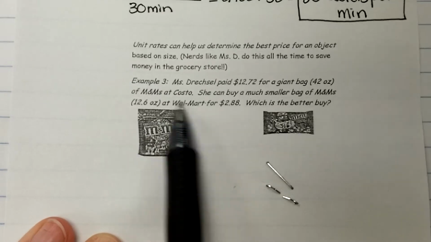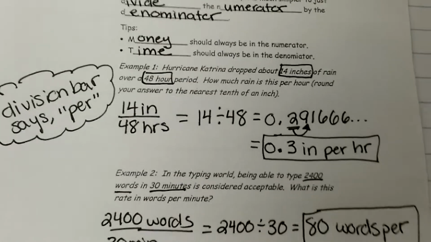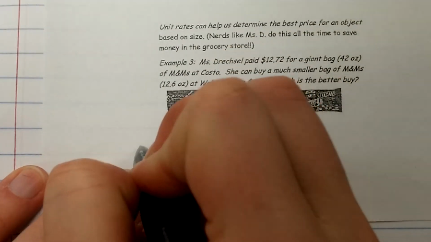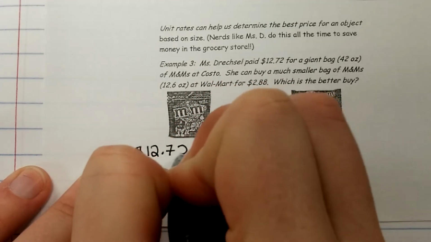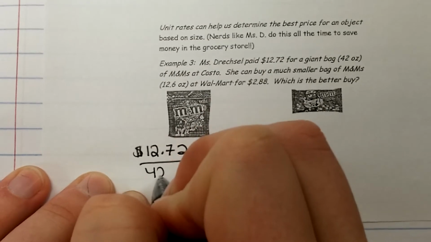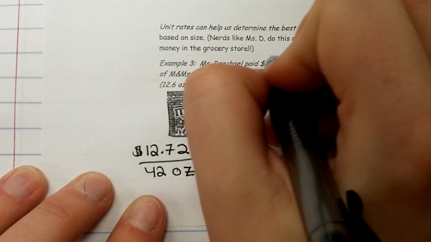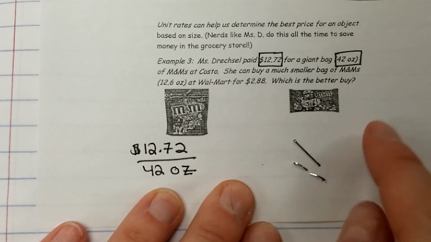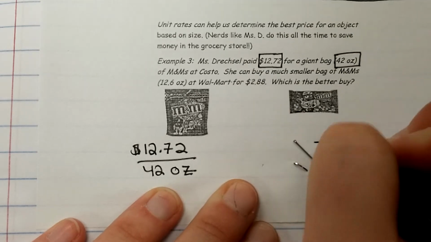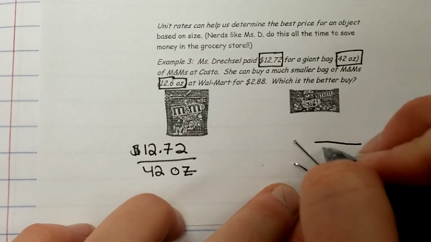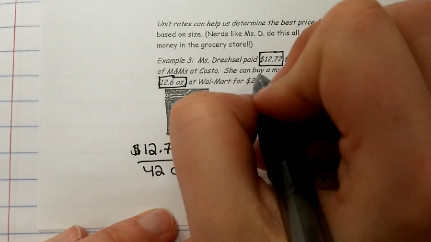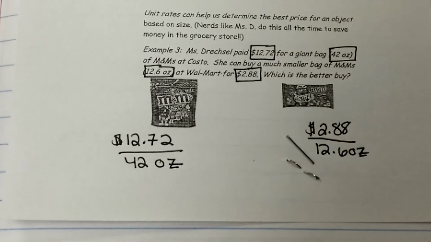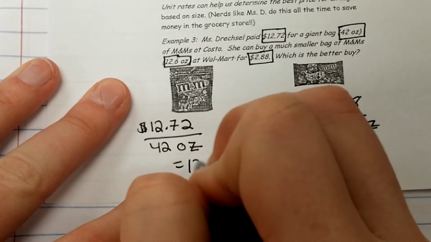So here's my large bag. All right, my hint up at the top, money should always be in the numerator. So I'm going to look at my cost here. I have $12.72 for a giant bag, and that was 42 ounces. So $12.72 for 42 ounces. The smaller bag of M&Ms would be 12.6 ounces, and in the numerator $2.88. Okay, so we always do the numerator divided by the denominator.